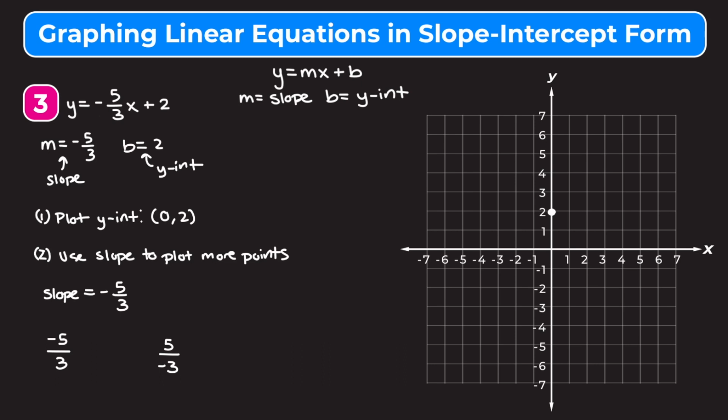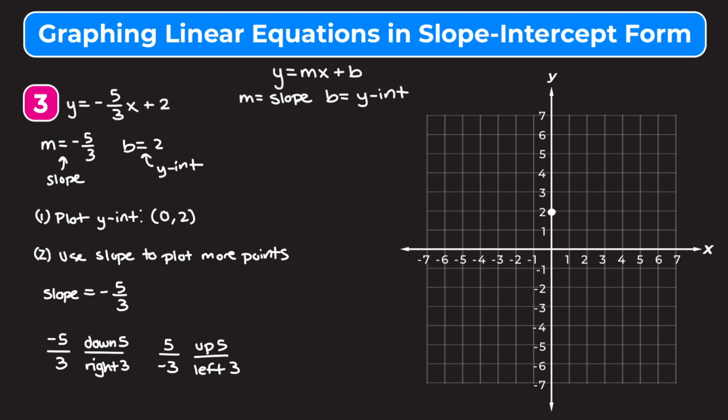If we're looking at negative 5 over positive 3, this is telling us that we can go down 5 and to the right 3. And if we're looking at 5 over negative 3, this is telling us that we could also go up 5 and to the left 3. So now we're going to plot a couple points using these two different versions of our slope. So let's do the down 5, right 3 first.